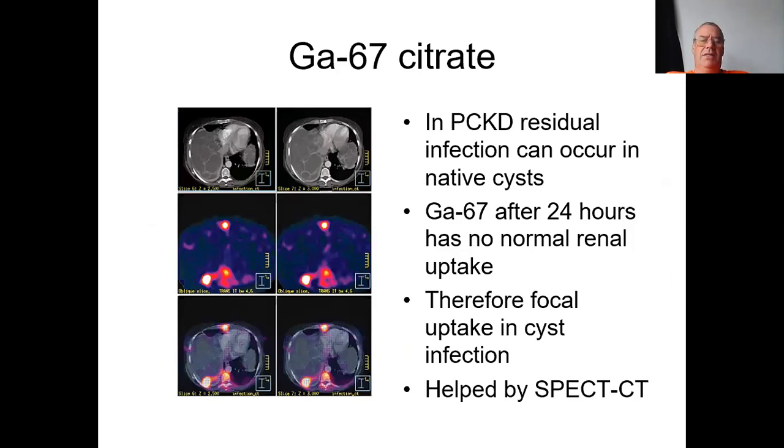This is not my study, this is from a publication, but you can see a patient who comes with kidney disease. And again, with gallium, you don't get normal renal excretion, so when you see uptake in the kidneys it is abnormal. And here, one of the cysts in the breast has intense uptake with gallium and is therefore infected. But I think without SPECT-CT, we would have missed this.